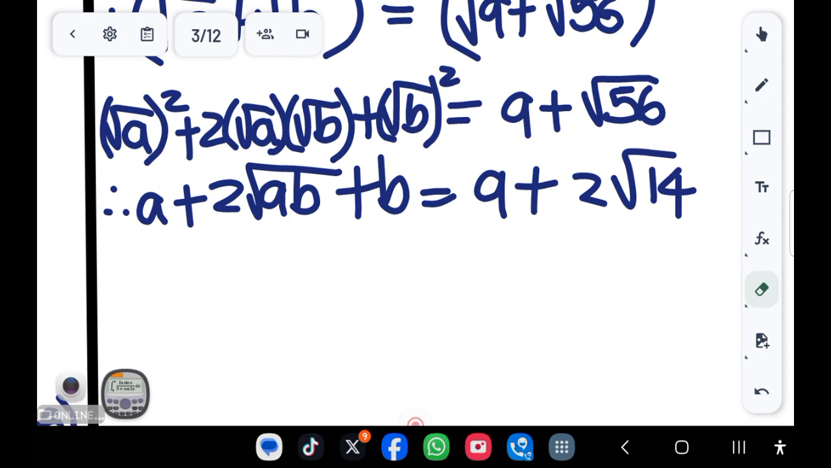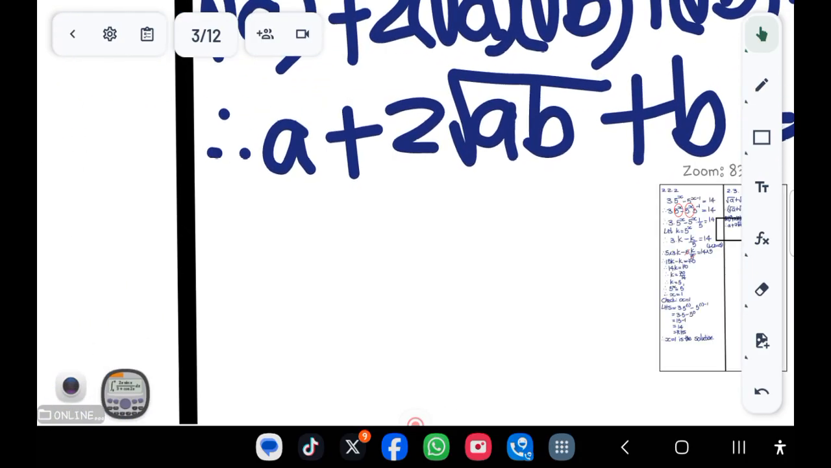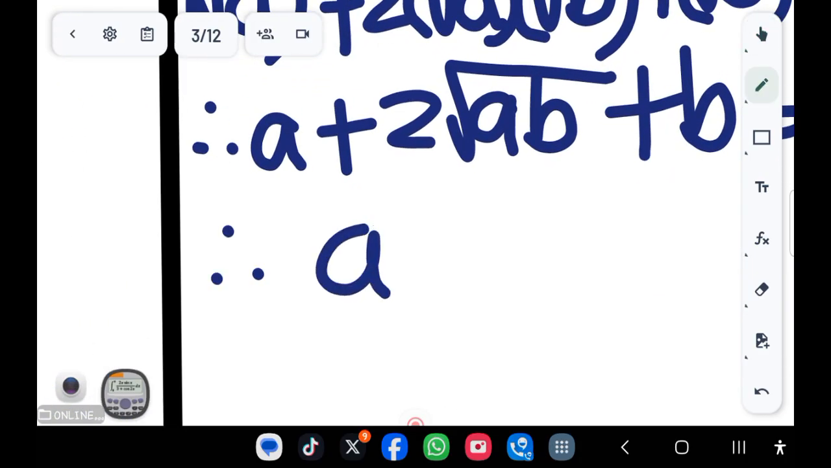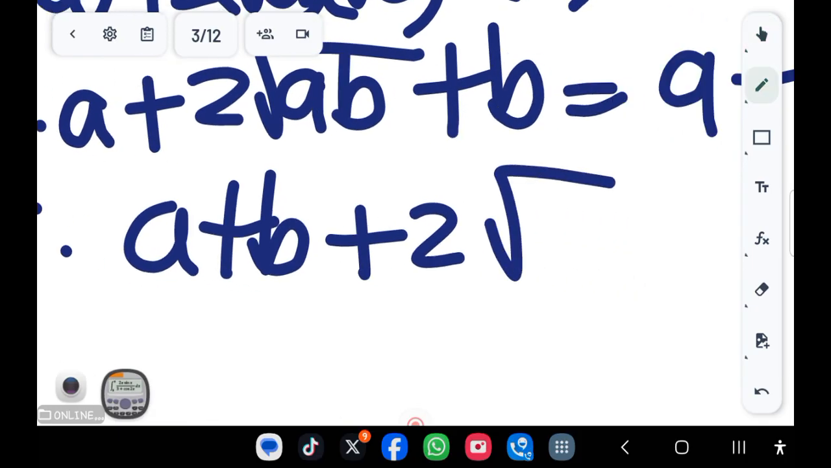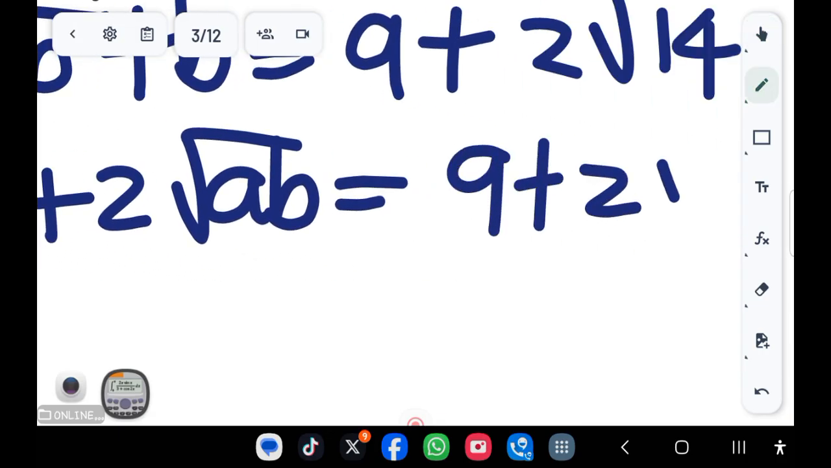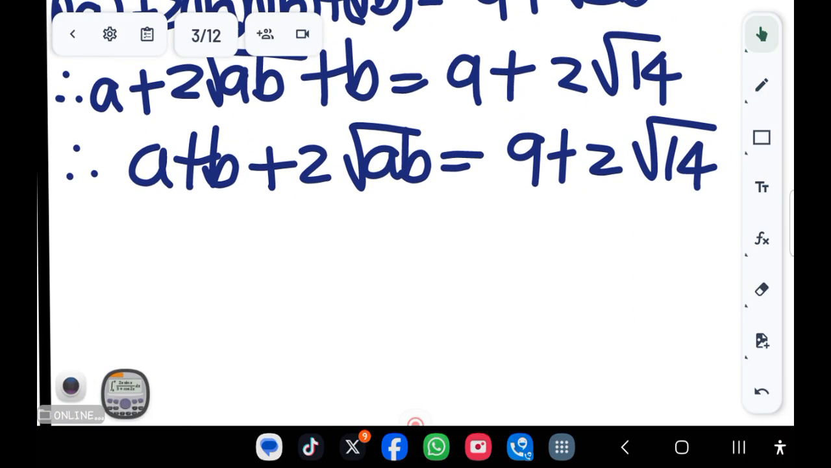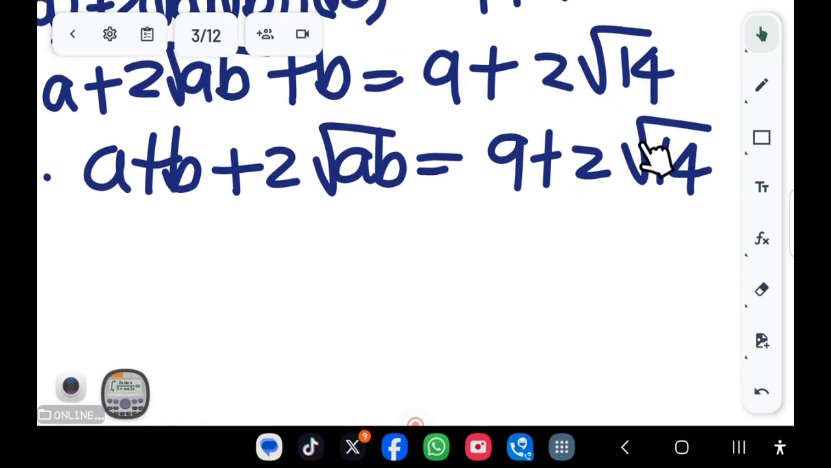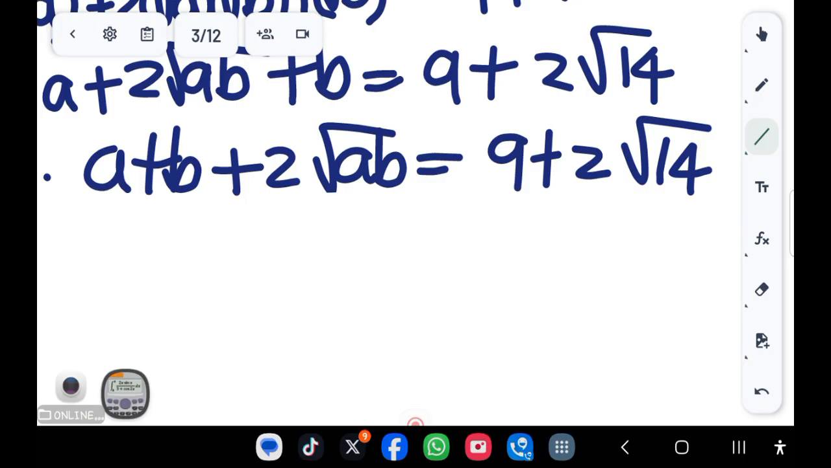Now we rearrange the left hand side to look similar to the right hand side. So that will give us a plus b, plus 2 square root of ab, equals 9 plus 2 square root of 14. Now notice something. 2 square root of ab matches with this one. Let me show you. This one matches with this one.